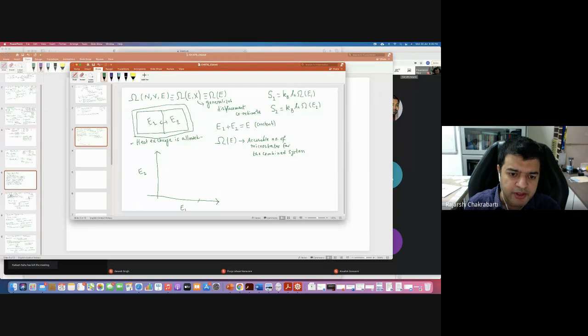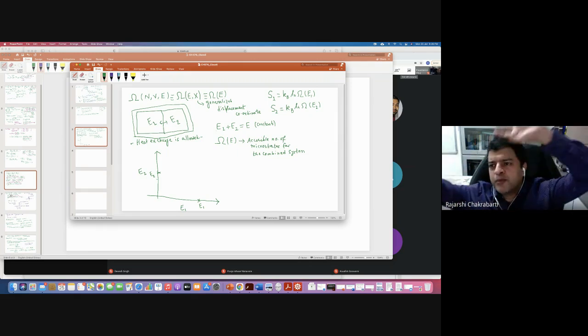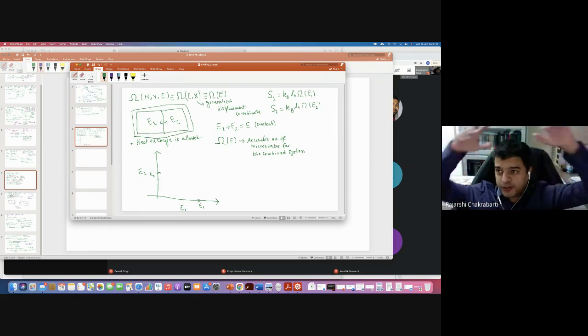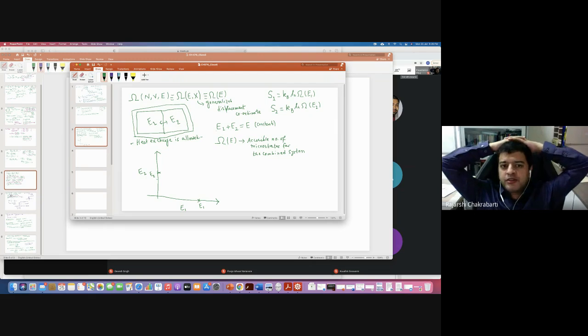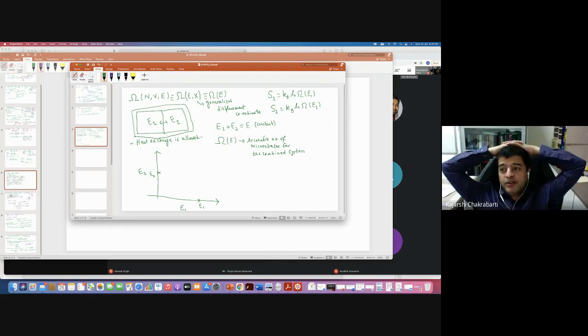I start from here. Initially, I have a system with energy E1 here, the first one, and say E2 here. And I allow the system to evolve. It will evolve to go through many possible microstates of the composite system, but with a constant. What is the constant? E1 plus E2 has to be equal to some constant, which is the energy E.